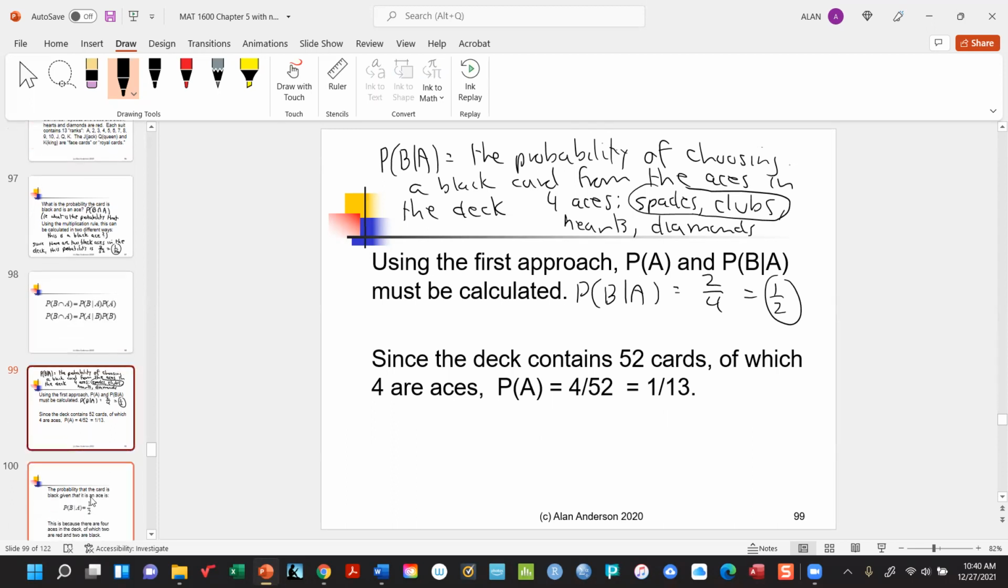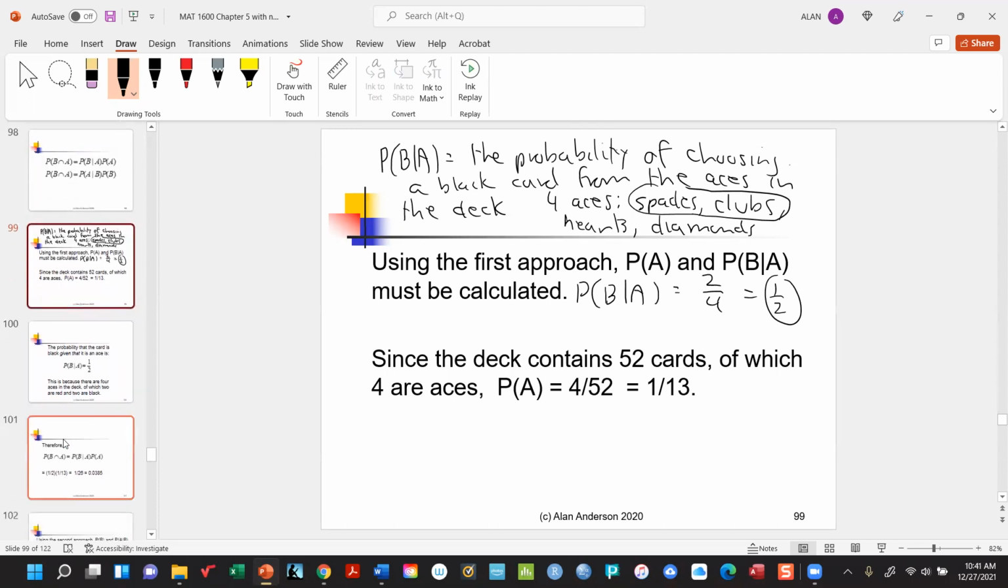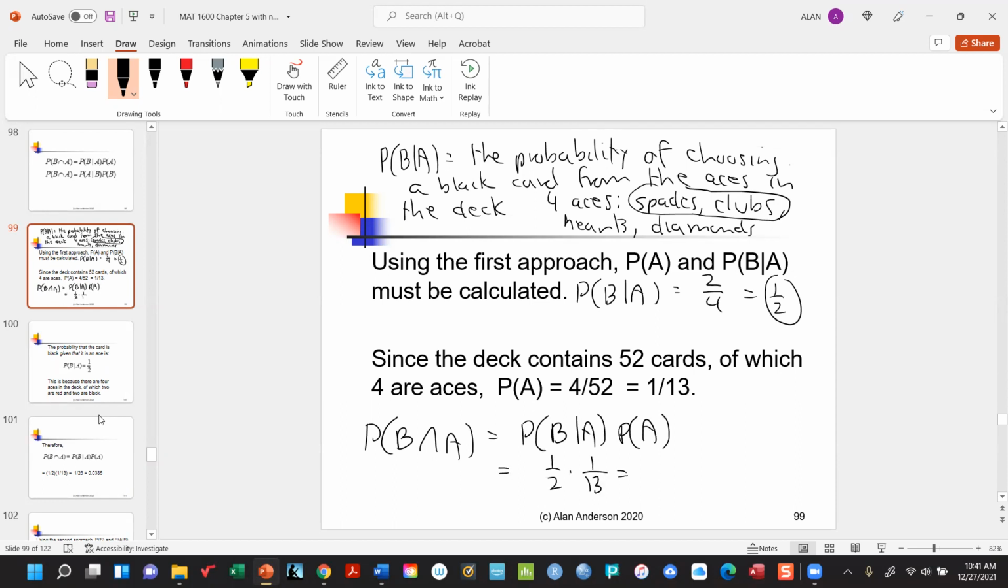So what do we do with this information? Oh, that's right. We have this wonderful multiplication rule, which says to do the following. Multiply these together, right? In other words, one of the two equivalent versions says to do this, which is 1/2 times 1/13. Oh yeah, that's what we had before, isn't it? It sure is. Okay, well, that's comforting to know.